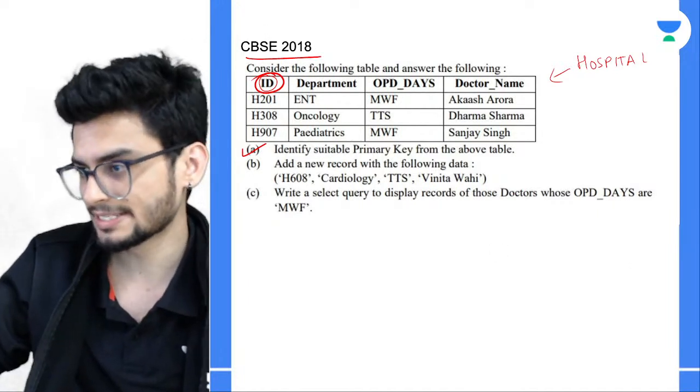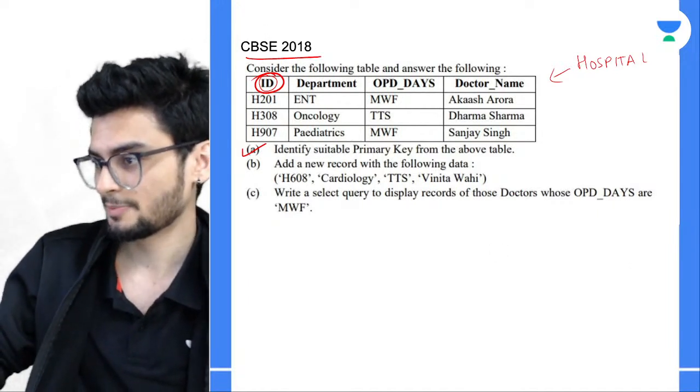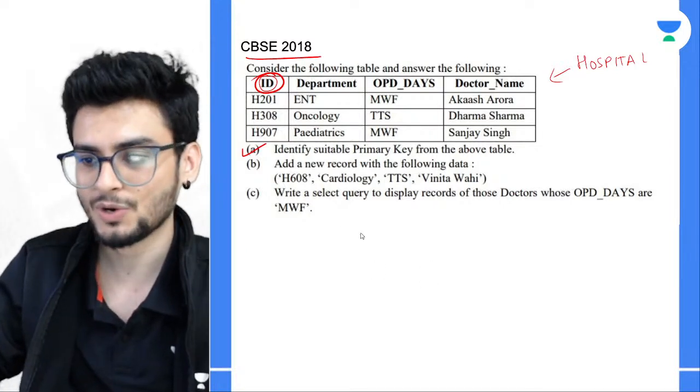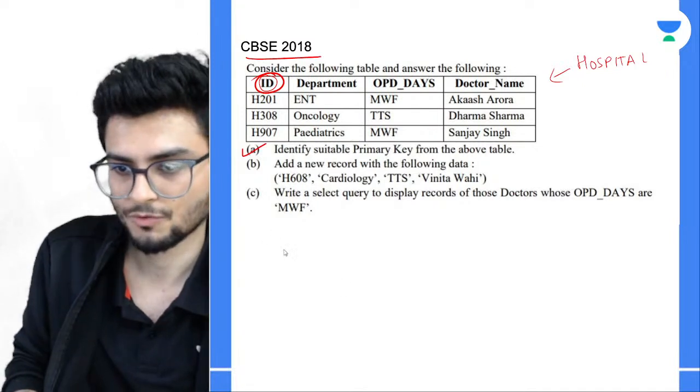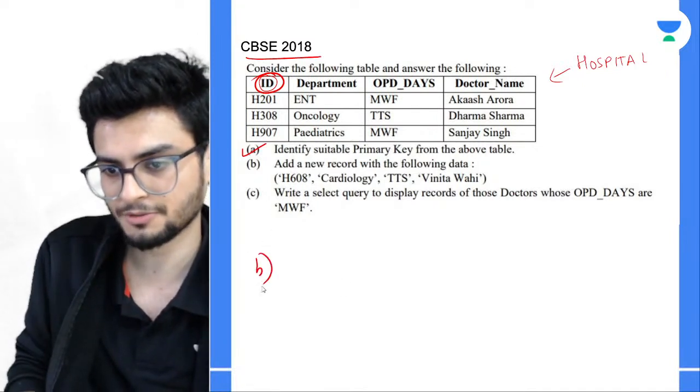How can you add a new record? Can someone in the chat let me know if you have solved this before? How do you add a new record? What command do we use for the B question?